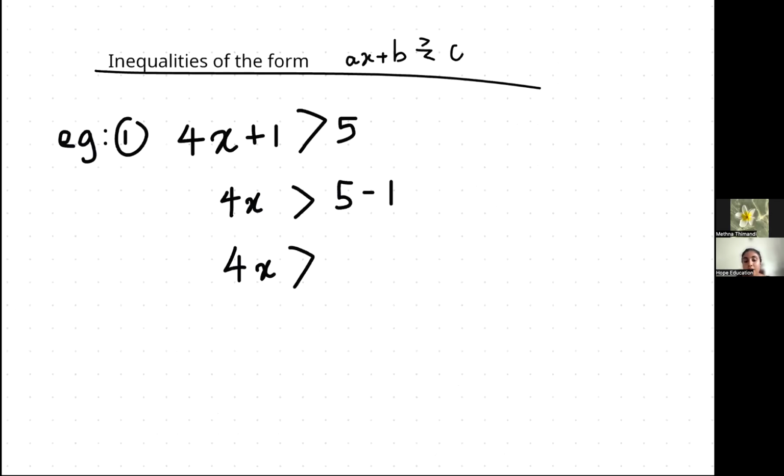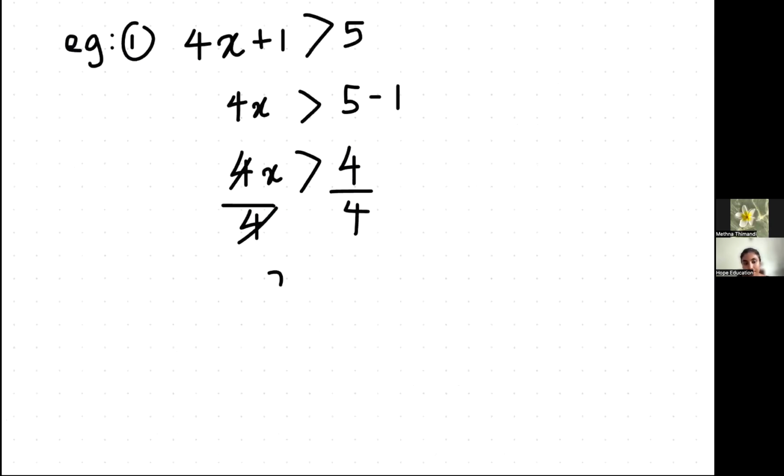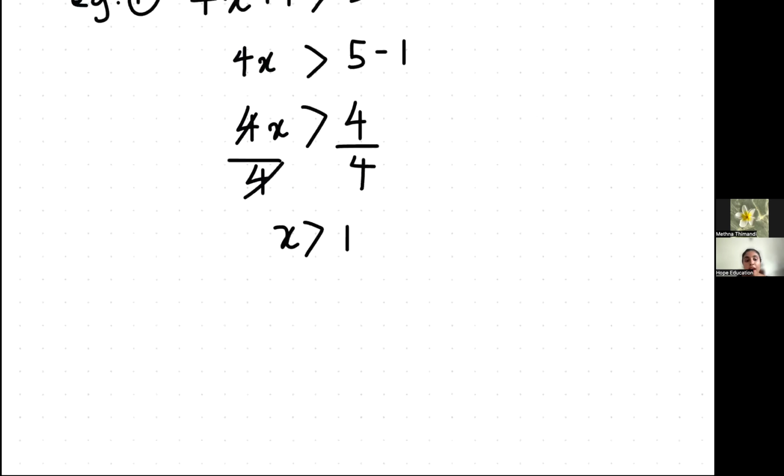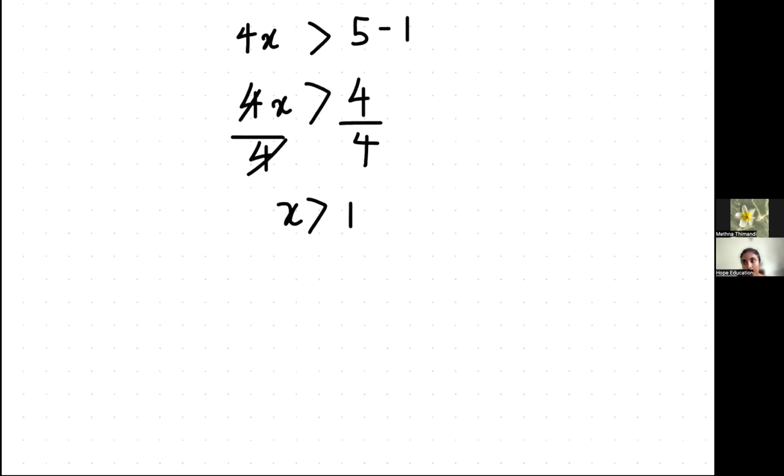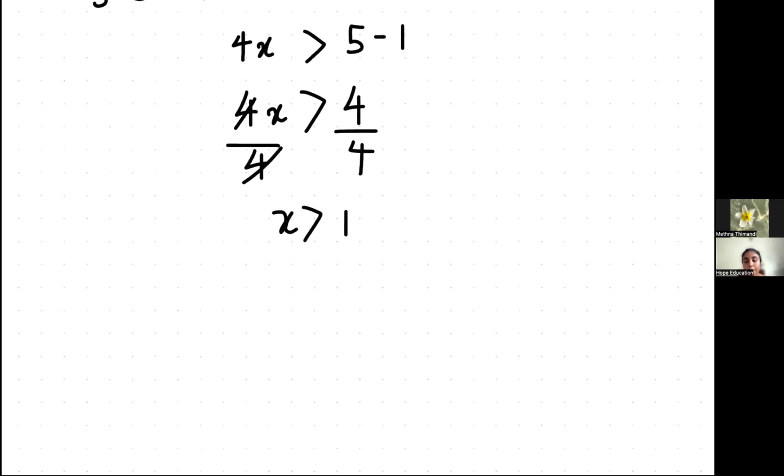Then I divide both sides by 4. Here x is greater than 1, right? Then if I have to represent this on a number line, you know how to do it.